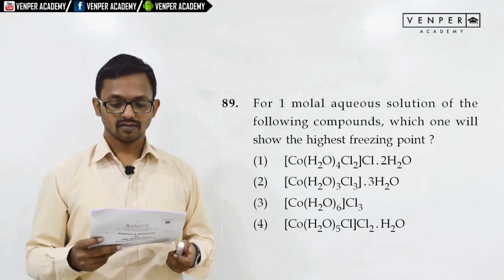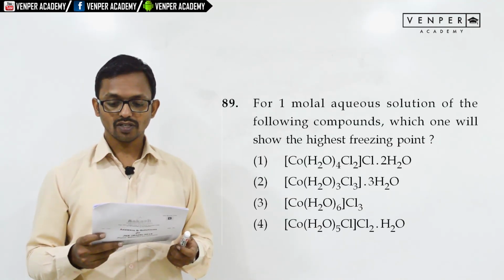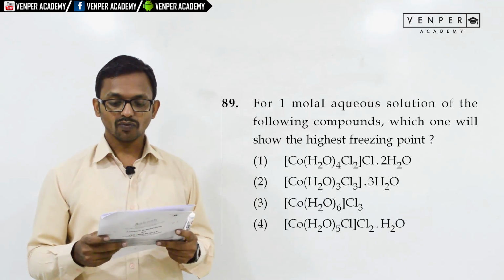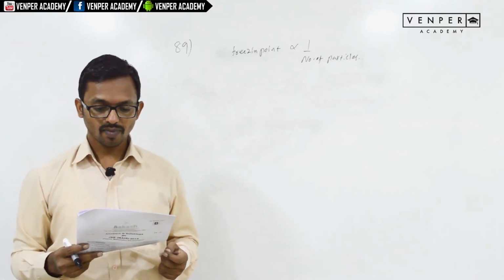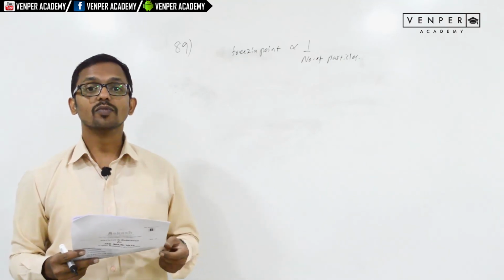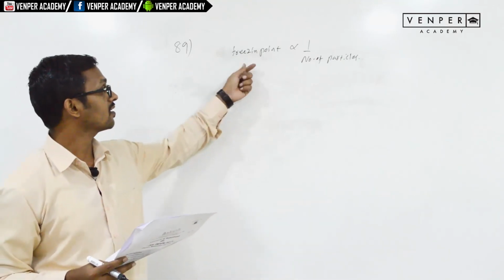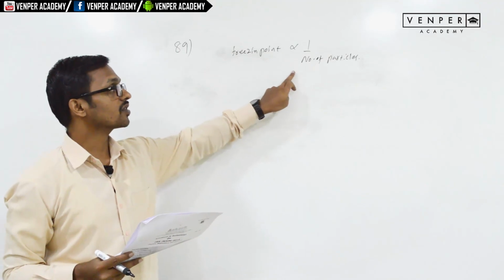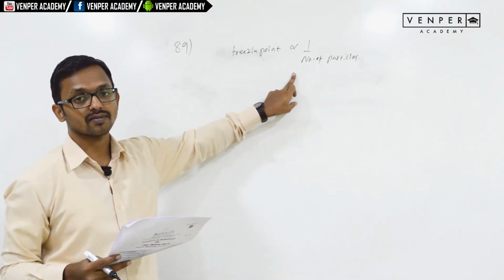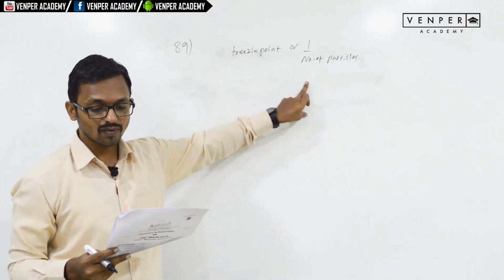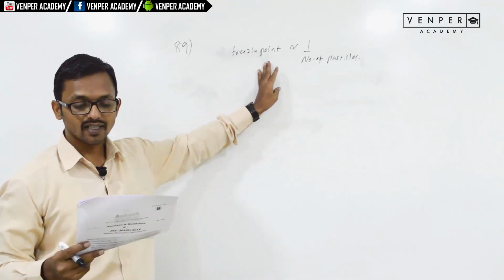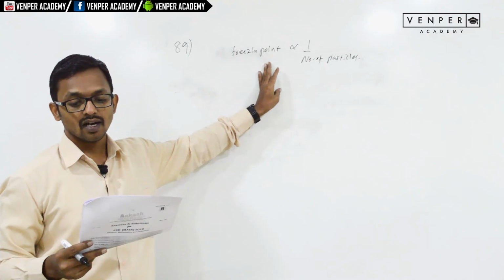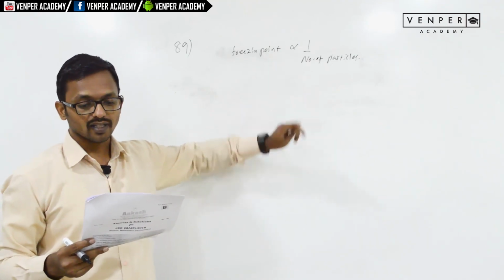Question number 89, for a 1 molar aqueous solution of the following compounds, which one will show the highest freezing point? Before going to the options, let me tell you the concept here. Freezing point is inversely proportional to the number of particles. That means the solution with fewer particles will have the highest freezing point. Now let's see in the given 4 options which has the fewest particles.